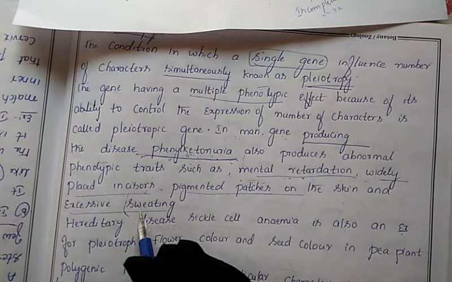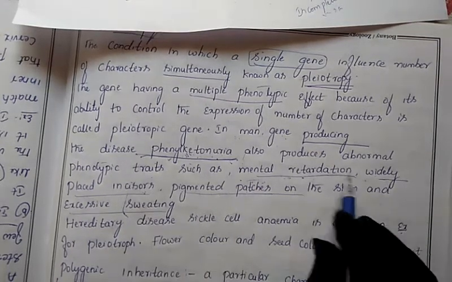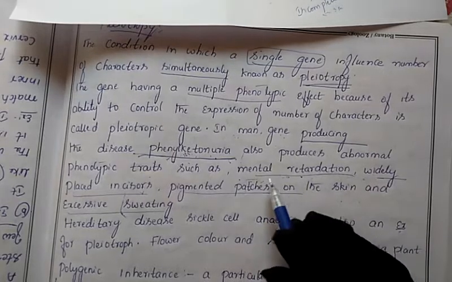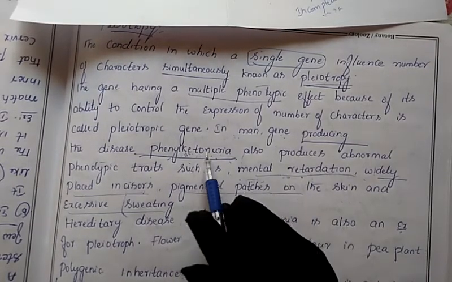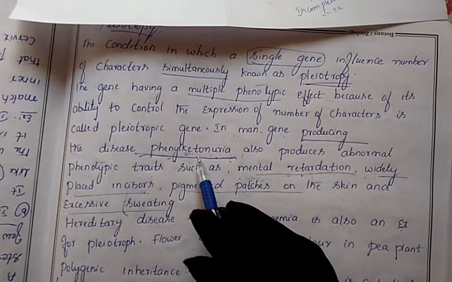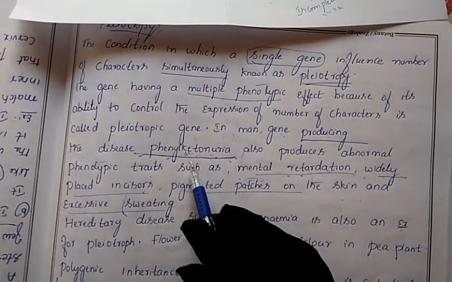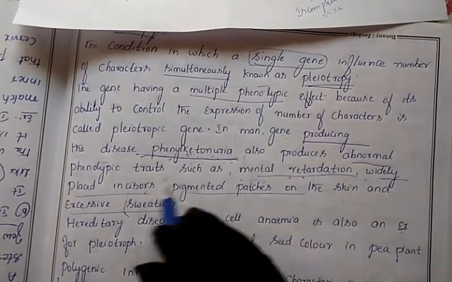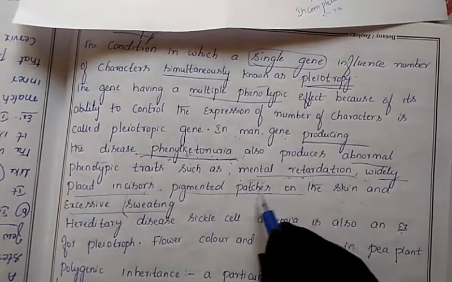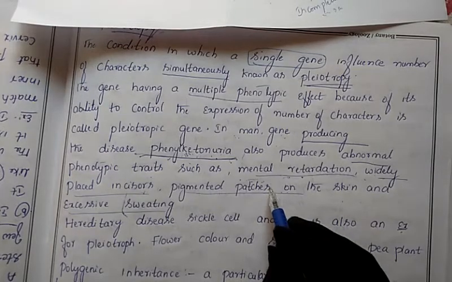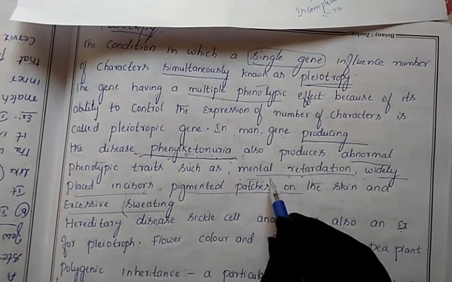So how many characters did we get here? One, two, three, four different types of characters, and all these four characters are expressed due to one defective gene. Because of one defective gene, the person got female phenylketonuria, and because of that, abnormal phenotypic characters have been produced. This is not a normal character. A normal person will not get any mental retardation.